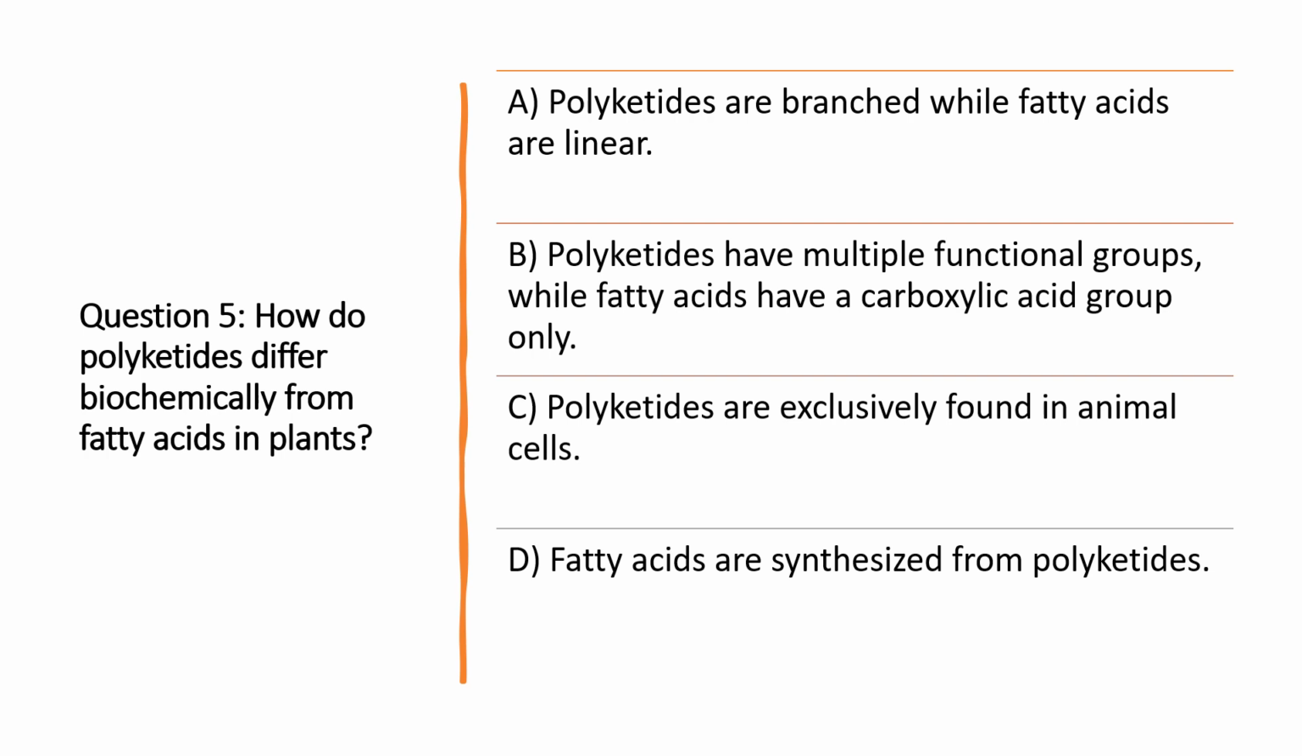Polyketides are synthesized through a process that involves the condensation of small carboxylic acids, similar to fatty acid synthesis, but they undergo additional modifications that introduce various functional groups. These modifications include cyclization, reduction, and oxidation reactions that generate a wide variety of functional groups and structural diversity. Fatty acids typically have a carboxyl group at one end and a methyl group at another, with a long hydrocarbon chain in between.